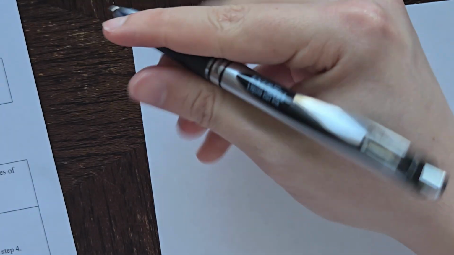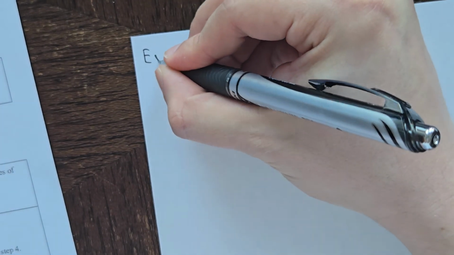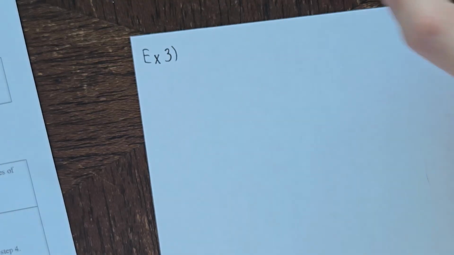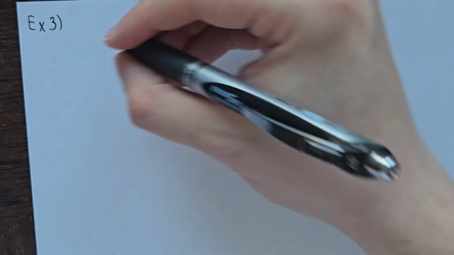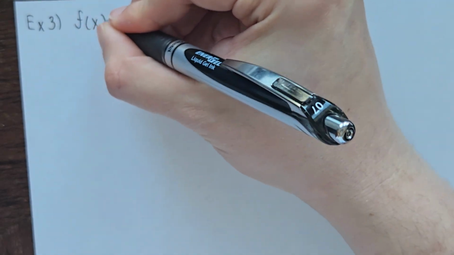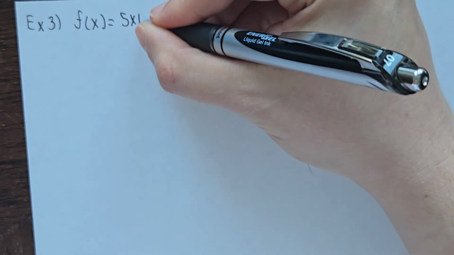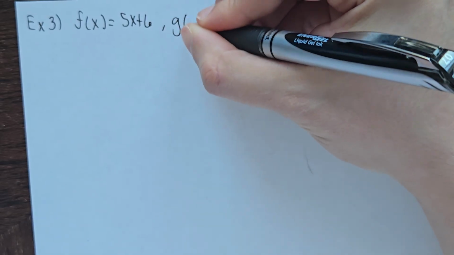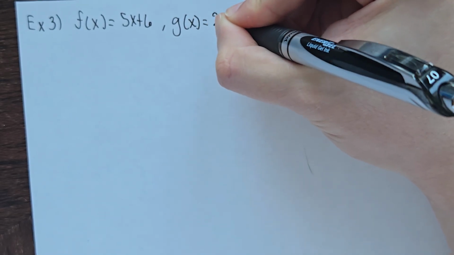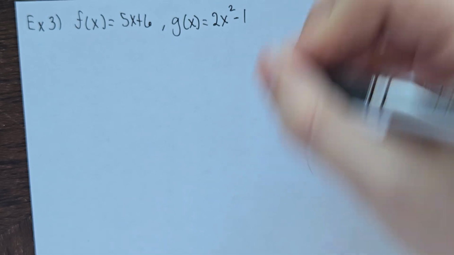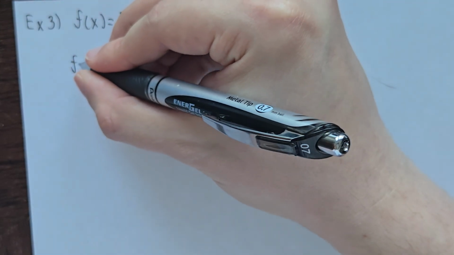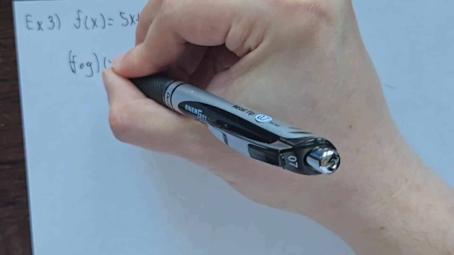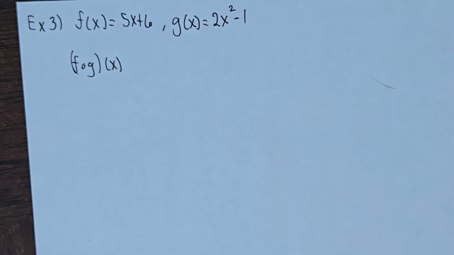All right. We'll do example 3. And we'll probably do example 4 as well, but we'll probably leave 5 up to y'all if y'all would like to look at it later. But for here, we have f of x is equal to 5x plus 6. And we have g of x is equal to 2x squared minus 1. Okay? What we would like to look at first is f of g of x.